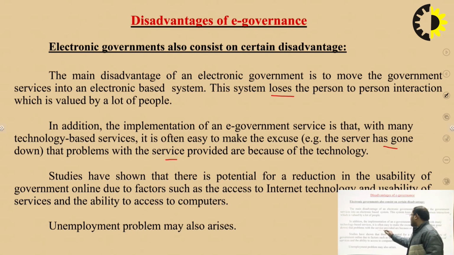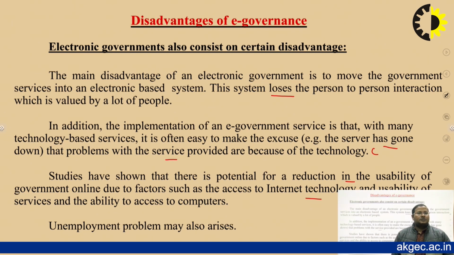These types of problems will provide poor services, and those problems with the service provider are because of the technology. Studies have shown that there is potential for a reduction in the usability of government online due to factors such as access to internet technology, usability of services and ability to access the computer. People are very illiterate in India, so many people don't know how to use the computer, the internet, the websites, how to get information from any website, how to use the application, how to download and upload the apps. These are the different problems which arise while using e-governance. And the main problem is the unemployment that will also arise in India, all over the world.